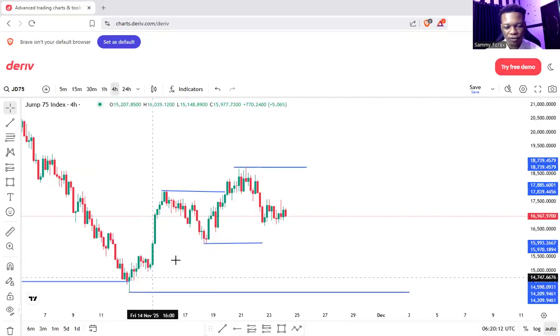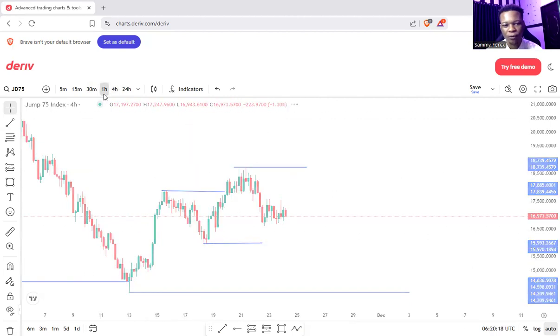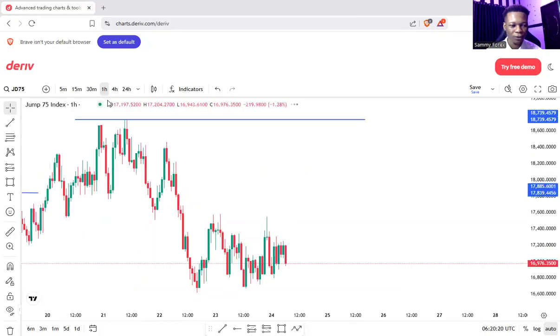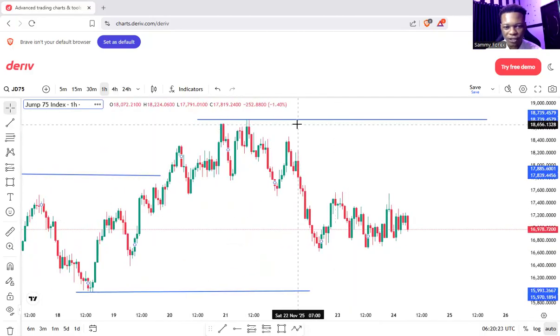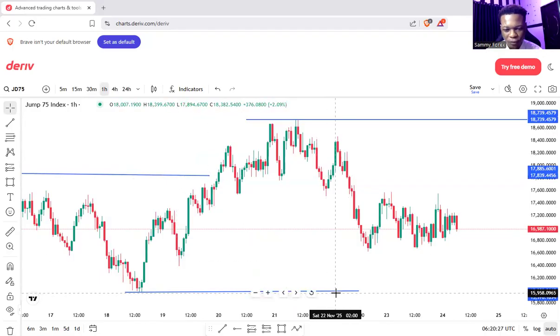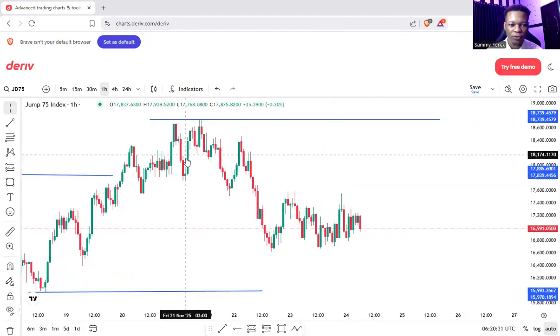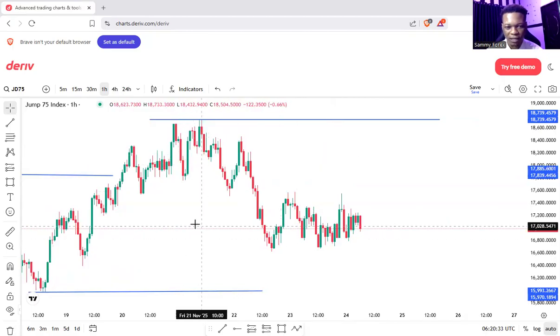So each of these lows are causing what reactions? Each of these lows are your point of interest. If you drop lower to the 1 hour time frame, you see that each of these are your point of interest. This is your point of interest. So what you have to do is to pay attention to wherever the price is going to directly go.